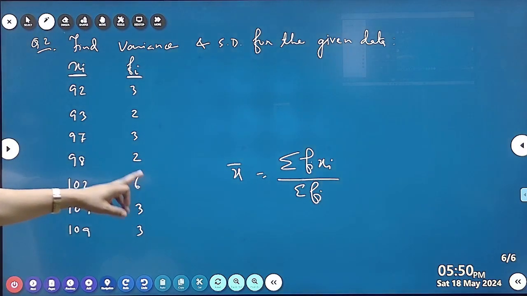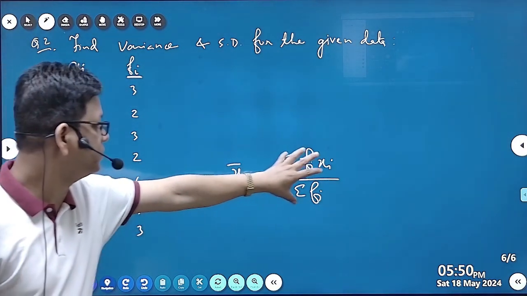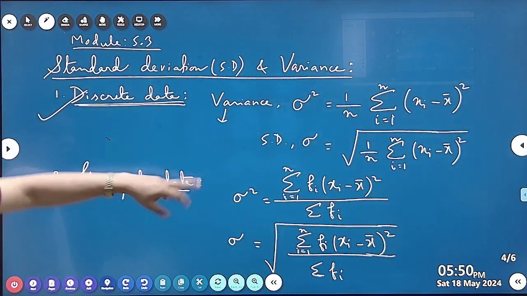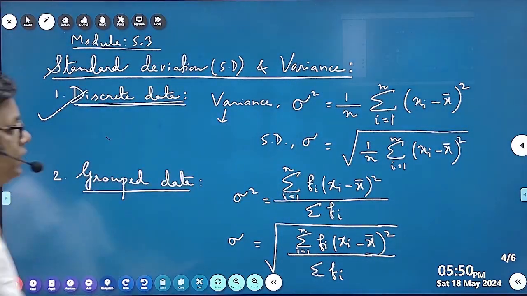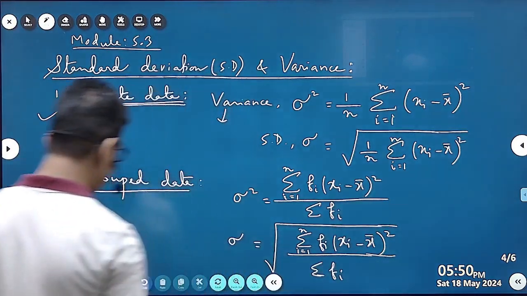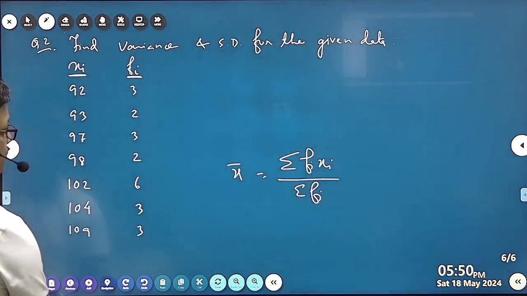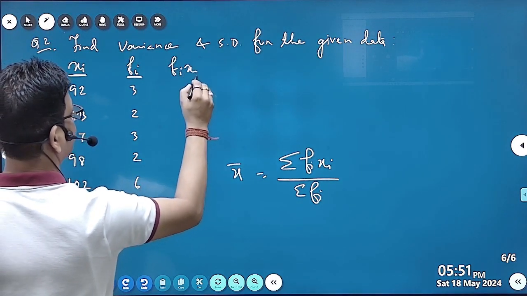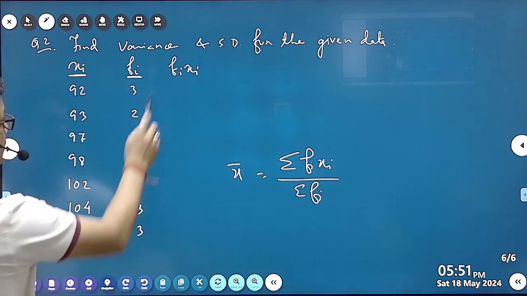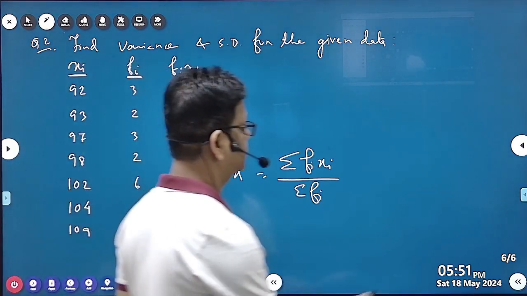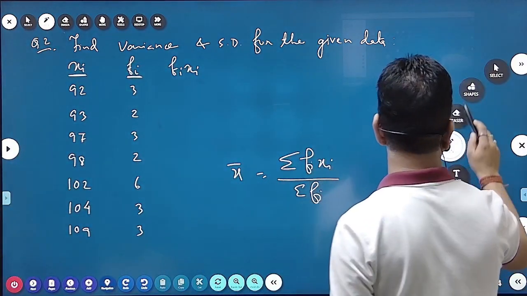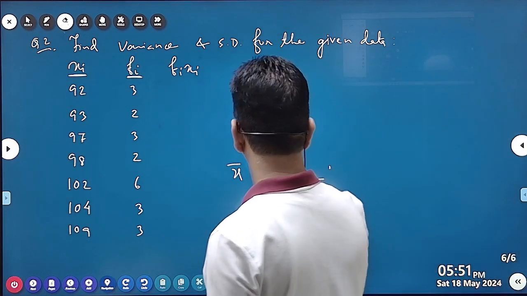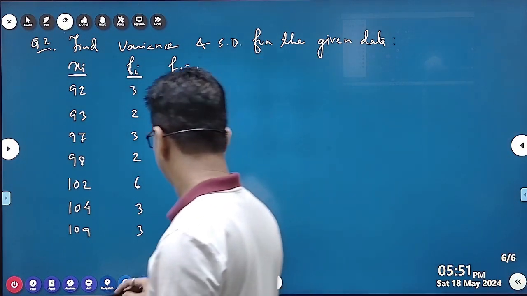Although this is not there in the formula for variance, since we need to find x bar, we'll put it here. So to find x bar, we have to use this formula. You need to get the product of fi xi. Here you find fi multiplied by xi. Done.